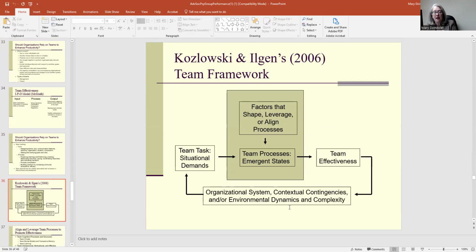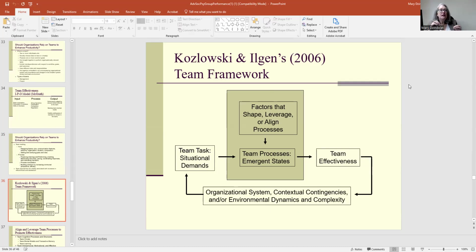Here's one that was created by Kozlowski and Ilgen that's very popular. It's old now, but this is used a lot, a framework to look at it in a lot of the research, where we'll look at factors that shape and leverage or align the processes. These will affect the team processes that emerge, and that ends up affecting team effectiveness, which then affects the whole organization. It affects the environment that the organization's working in and the team itself, which then all affects the team and the team task, which affects the team processes that are affected by the factors that shape our life. And it just goes round and round and round.